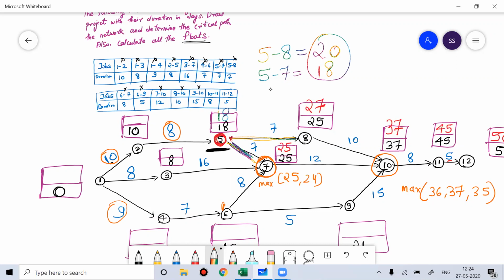Okay, so I hope you understood this. That minimum value here is 18. Then you can do 18 minus 8, this will become 10, and 10 minus 10, this becomes 0.